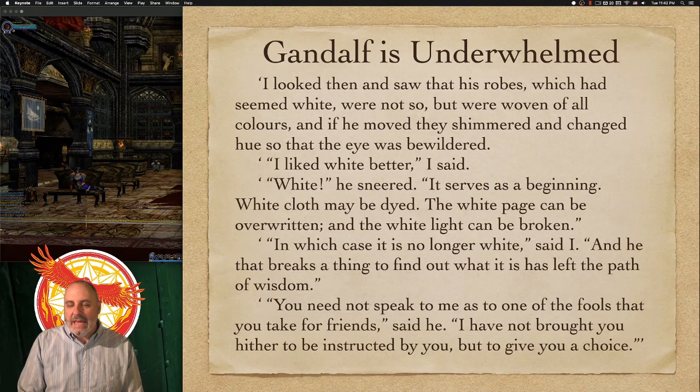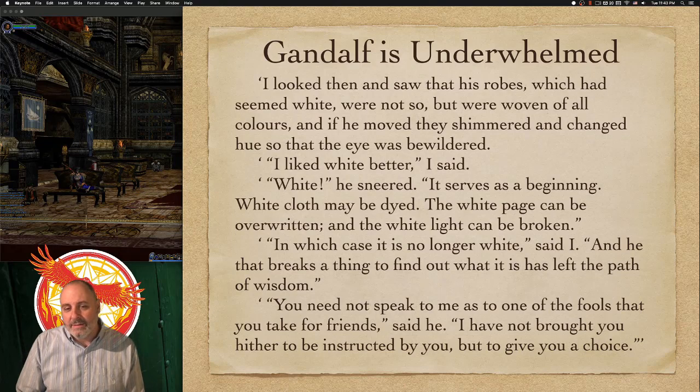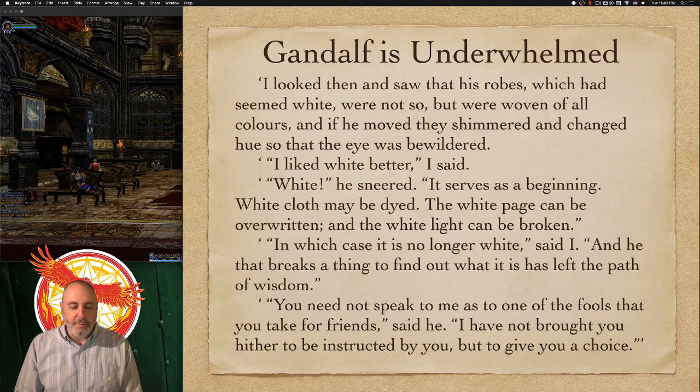Notice the insult there too. It's not just that you lecture at fools, Gandalf. You take them for your friends. You deliberately hobnob with those idiots out there, right? You lower yourself. I have not brought you hither to be instructed by you.